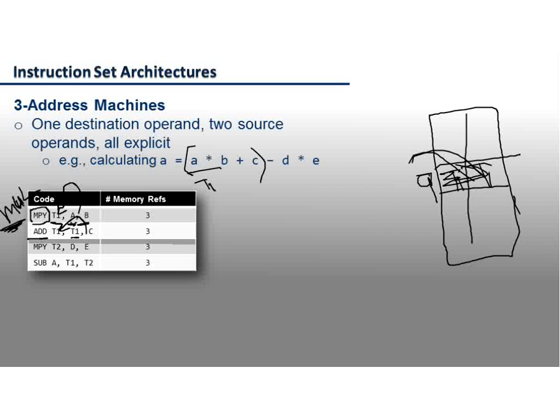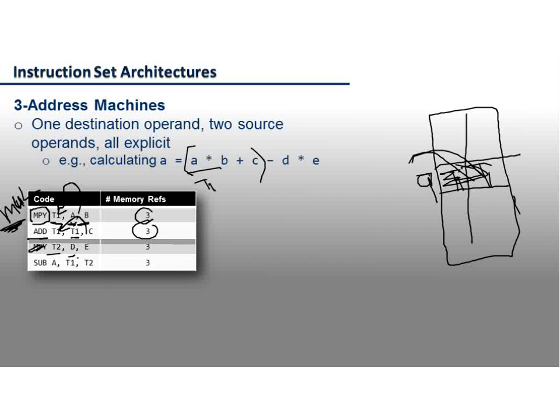Okay, so we have three steps. We get in value of fetching A, fetching B, and storing to T1. Next one, we fetch T1, add C, and then store back to T1. So we have another three steps. Okay, again, we need to multiply. We have T2 now.